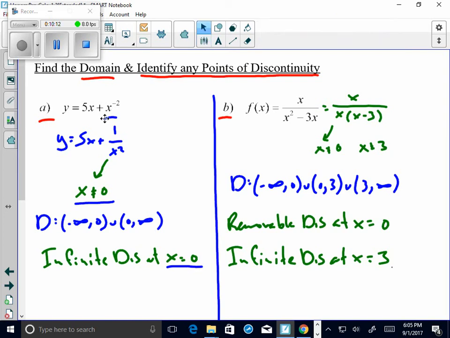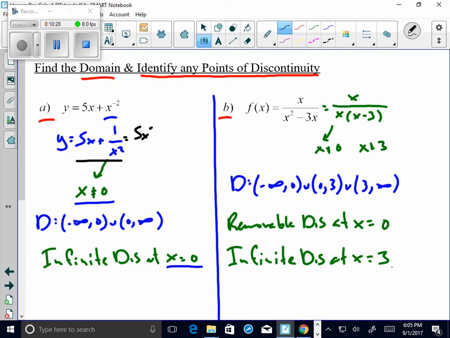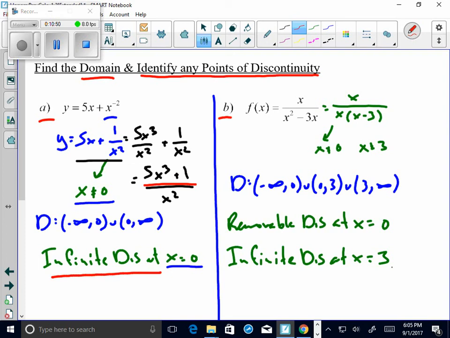Now, it might not be so easy to see this, but one thing we can do is create one fraction equation here. Right here I can take my 5x and write that as 5x cubed over x squared plus 1 over x squared. And then right here I can see that when I combine, I've got 5x cubed plus 1 divided by x squared, where x is not a factor of both terms in the numerator. So we know that this is going to be infinite discontinuity at x equals 0.